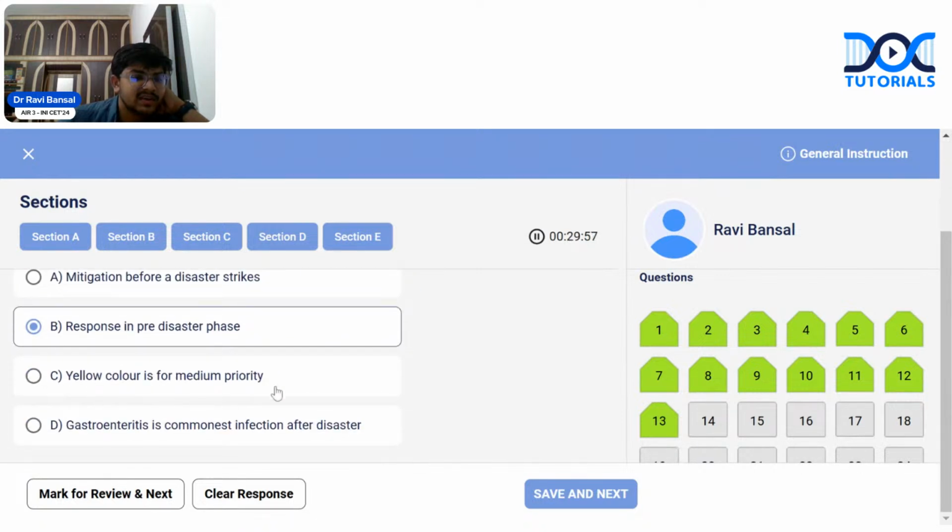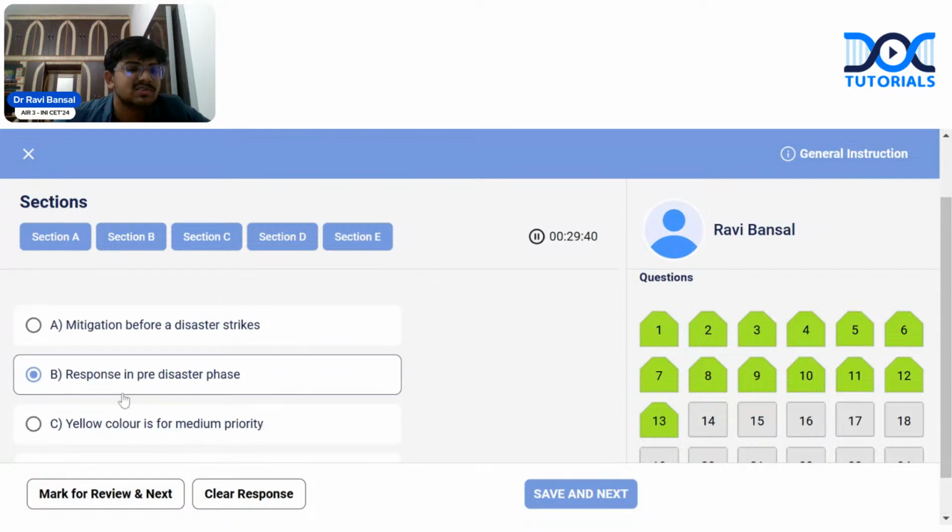Yellow color is for medium priority. Yes. Black is for dead. Red is for higher priority. Green is for ambulatory patient. Yellow is for the medium priority. Gastroenteritis is the commonest infection after disaster. Yes, that's why chlorination of the water after any disaster is the most important step to tackle the disaster.